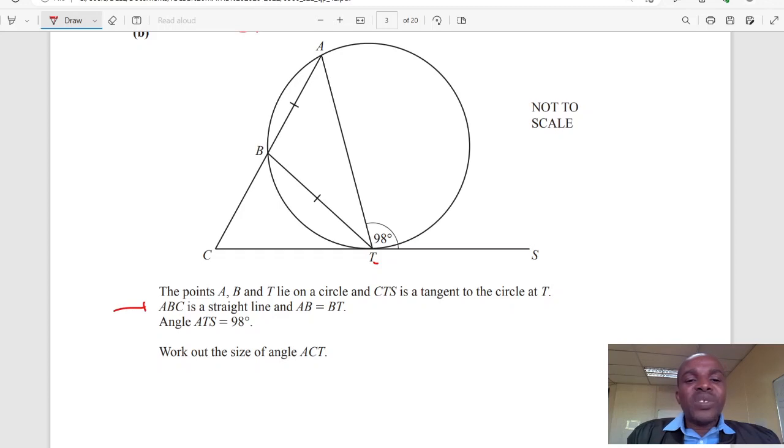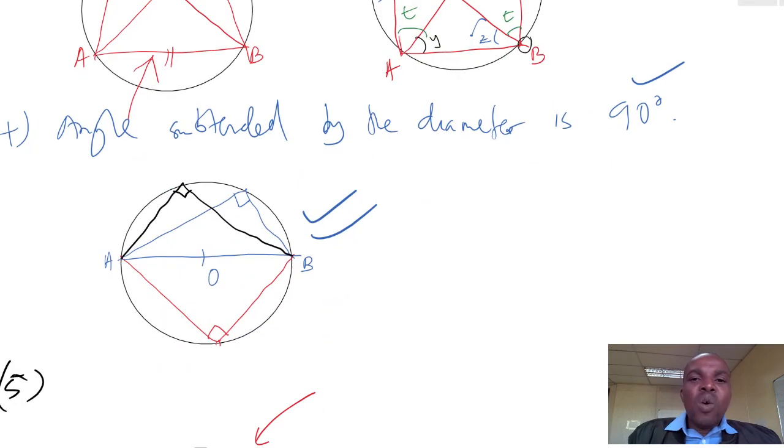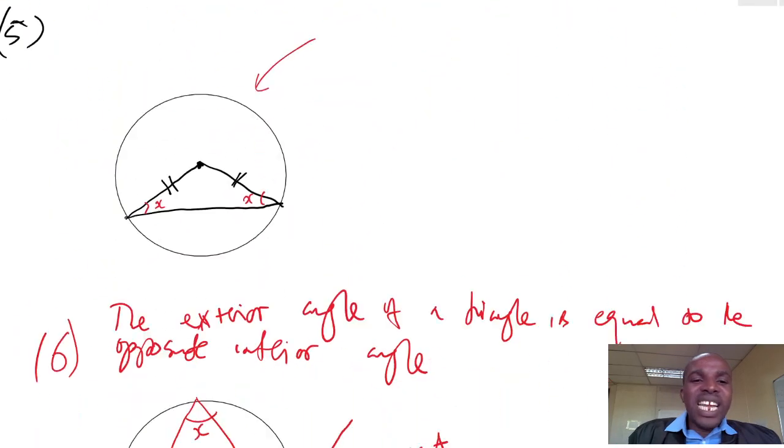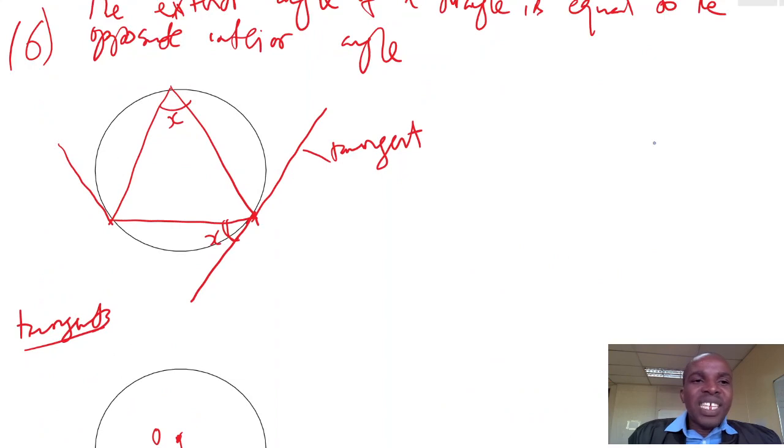Then ABC is a straight line, and AB and BT are marked. Then angle ATS is 98 degrees, given. Work out the size of angle ACT. So I want to find this angle. This is the angle that you have to find. These lines AB and BT are the same, they are marked. In this case, you have to apply the theory based on the exterior angle of a triangle being equal to the opposite interior angle. This is theory number 6, the one that you have to apply in this case.